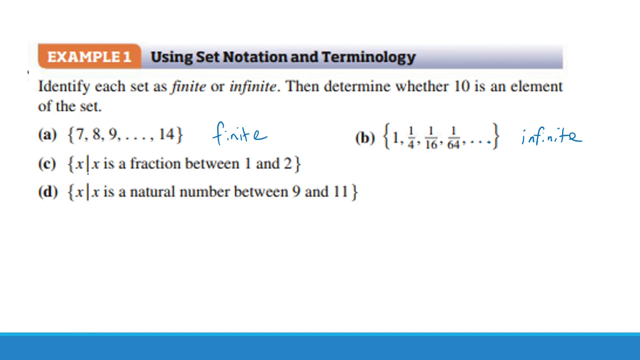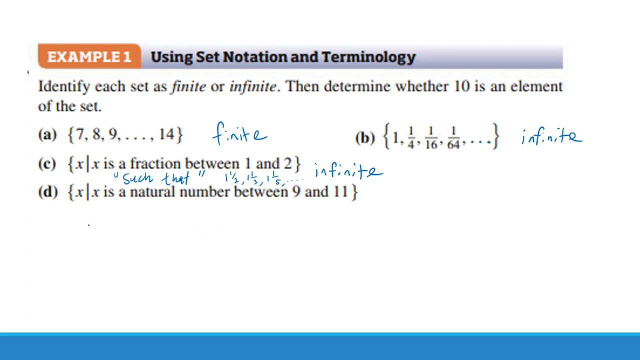We have a vertical bar. This is pronounced such that, and so we have x such that x is a fraction between 1 and 2. Now, how many fractions are there between 1 and 2? Well, there's going to be infinite fractions. We have 1 and 1/2, 1 and 1/3, 1 and 1/5, and it can go on forever. So this has infinite possible elements. So this has infinite elements.